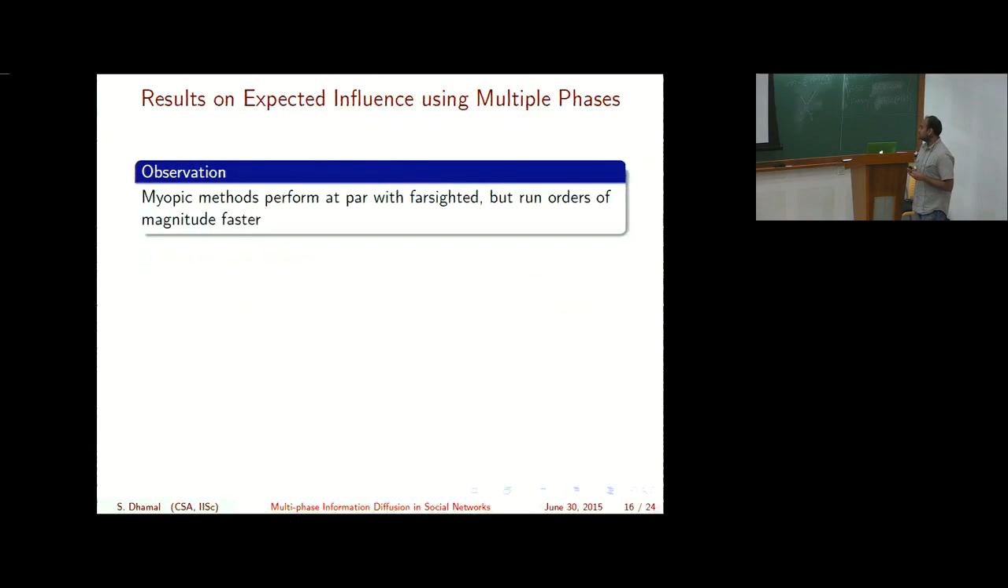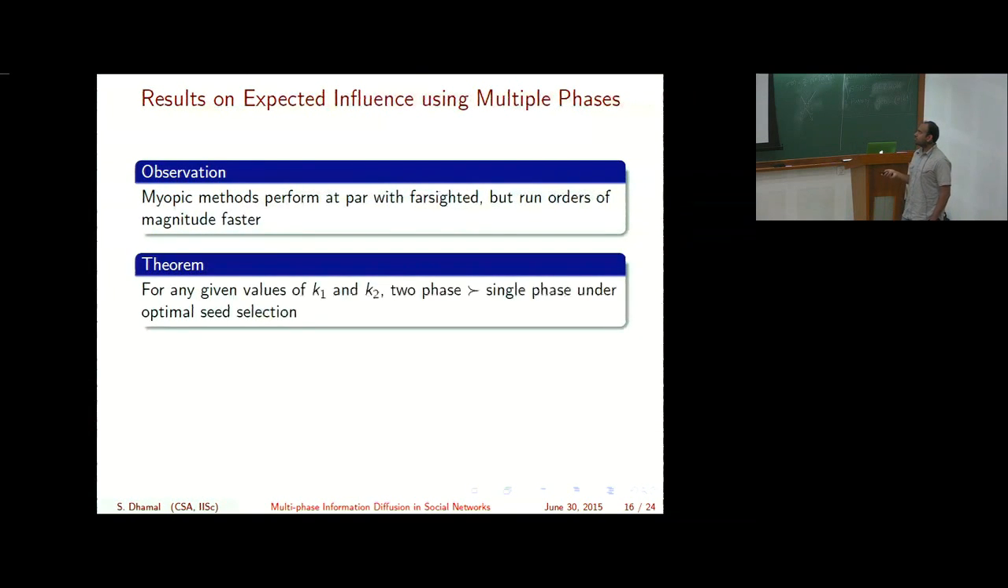So coming to some results, okay, one observation was that myopic methods perform at par with farsighted, and they run orders of magnitude faster. So the error involved was quite low, it can be like 1% or something. That is the kind of error involved between myopic and farsighted, but it ran orders of magnitude faster. It depended on the size of the graph, but for realistic graphs it was around 1,000 to 10,000 times.